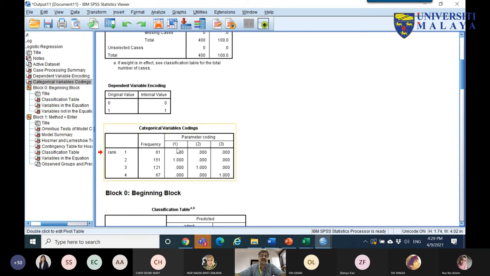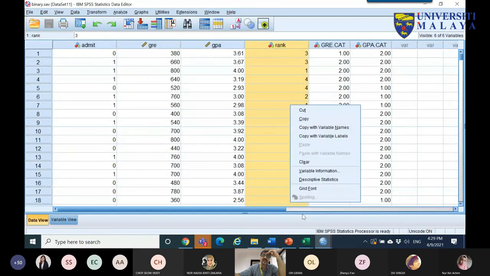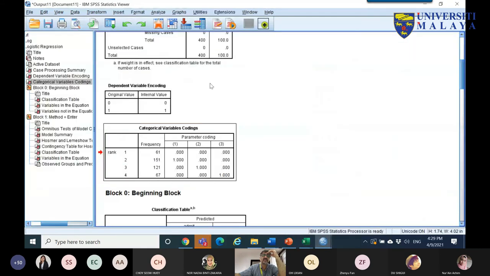As can be seen here, my rank is 1, 2, 3, 4. So in my data, when the system uses this categorical variable as a predictor, rank one as the first category was considered as the reference. It means the top school was categorized as the reference, and the other schools will be compared with that. So that's why in front of this, cat 1 is 1000. Rank two was considered as code one, rank three is code two, rank four is code three.